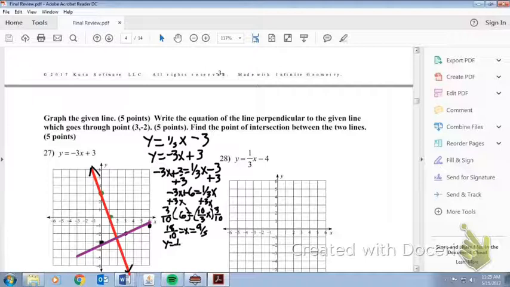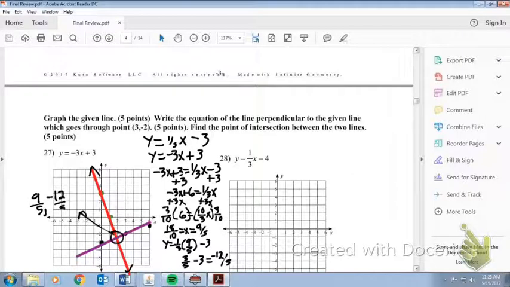So now what you've got to do is go back. You've got to take that x, that 9/5, and plug it into your other equation. So we have y equals 1/3 x minus 3. We're going to plug 9/5 in there. 9 times 1 is 9. 5 times 3 is 15. That reduces to 3/5. 3/5 minus 3 gives us negative 12/5. So our point of intersection right there is 9/5, negative 12/5.